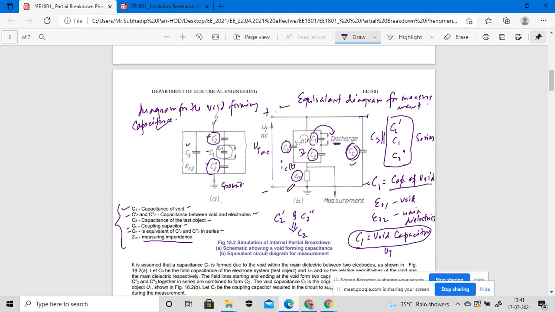And also we will discuss some simulation of the internal partial discharge having a connection of different capacitors. We will also discuss the schematic representation of the void forming capacitance, and the equivalent circuit diagram for the measurement of the discharge process, the discharge values, right?